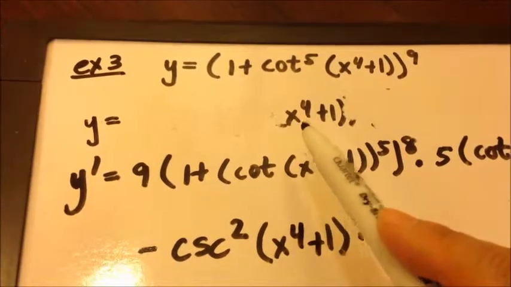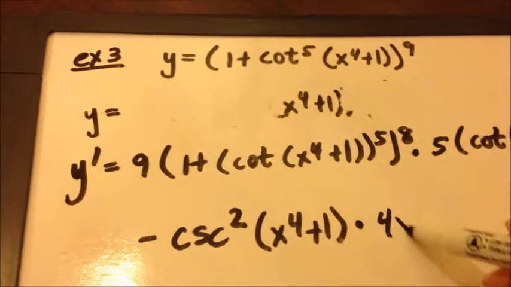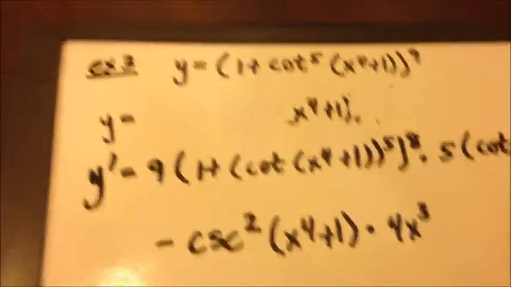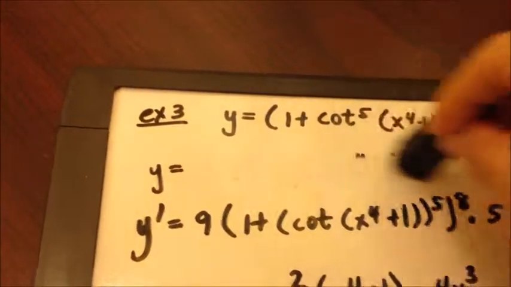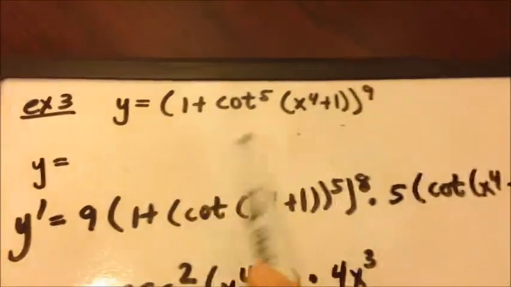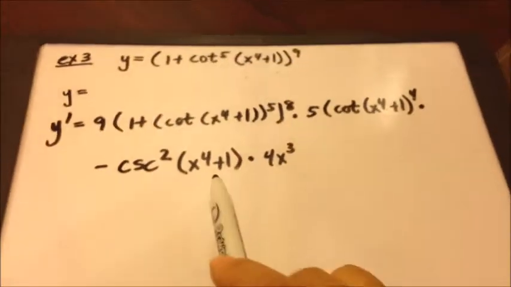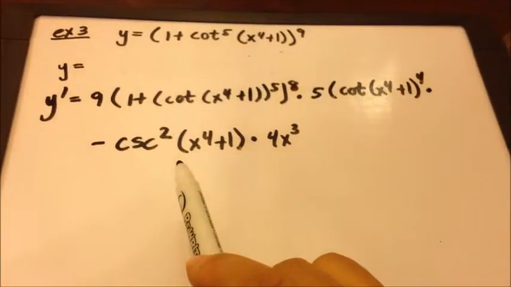So the derivative of x to the 4th will give us 4x to the 3rd, and then the derivative of 1 is 0. So we're done with that now. So we're done with all of this right here. So the original problem was this up here, and now we're done with the layers, okay? So it comes out to something like this. So now I just need to make sure I simplify.